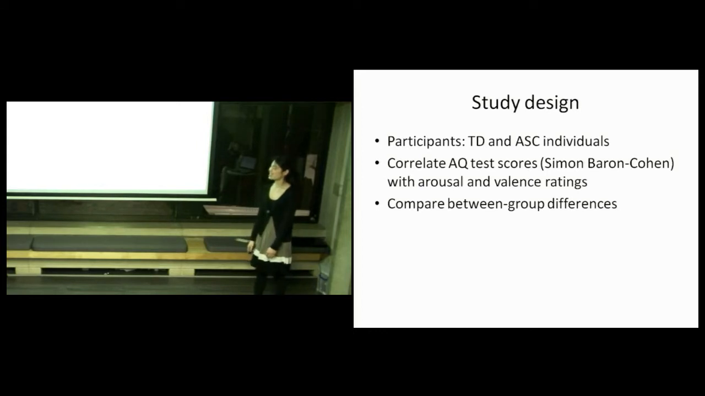And so the design is that I have two groups, ASC individuals and typically developing individuals. I'm also going to correlate AQ test scores, the Autism Spectrum Quotient, a test that measures the extent of autistic-like traits in normal individuals. Everyone here could take this test and get a rating. Even if I go among the normal population, which is what I'm planning to start off with, I'd correlate the extent of autistic-like traits to the ratings of valence and arousal. And then in the two groups, I would compare the differences between them.